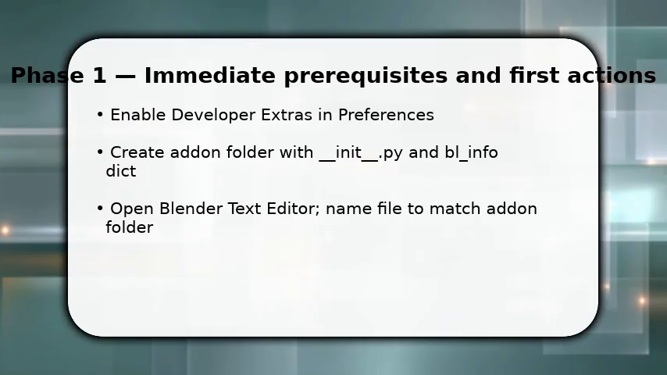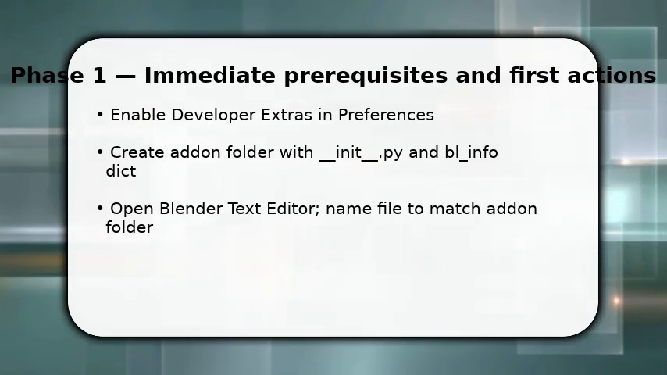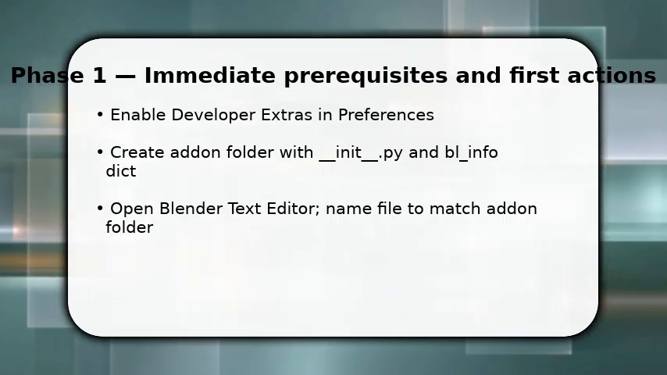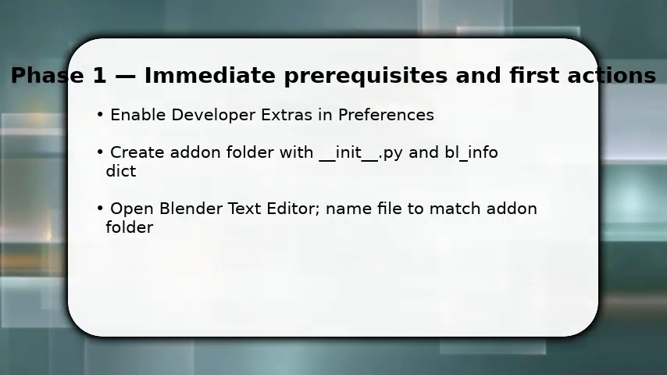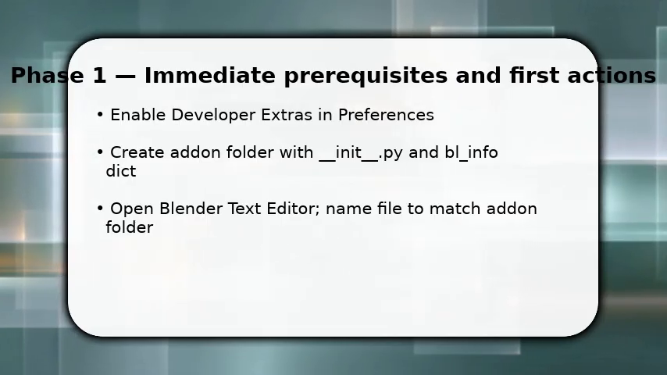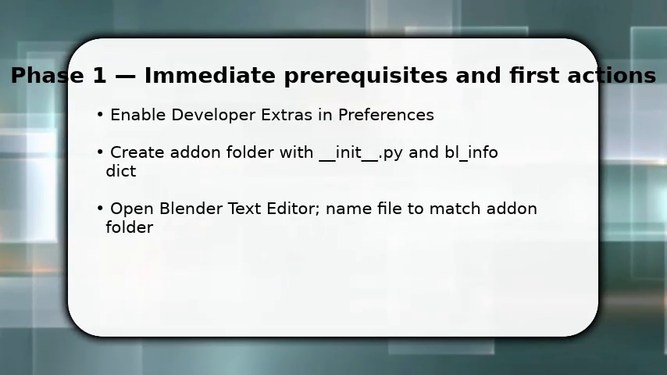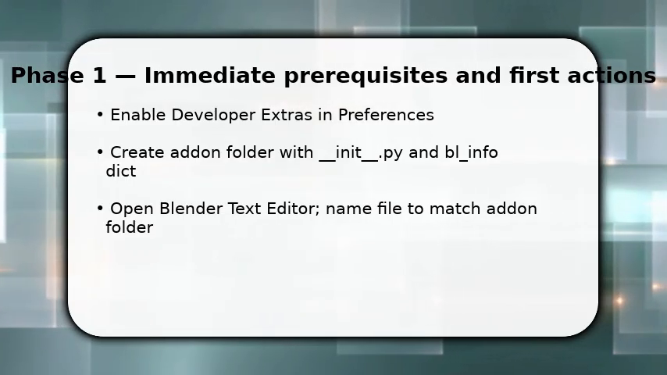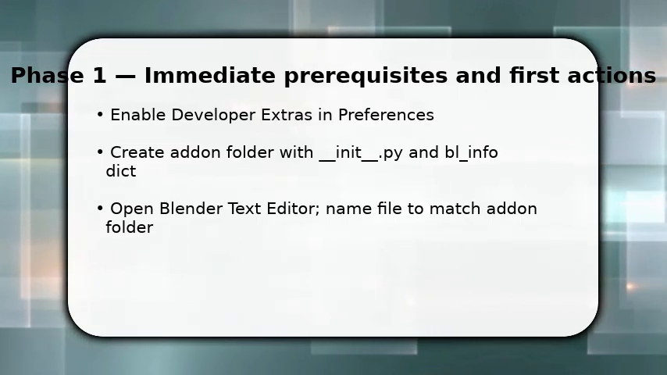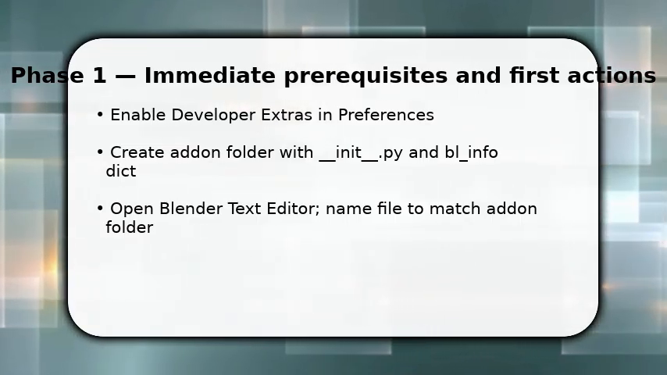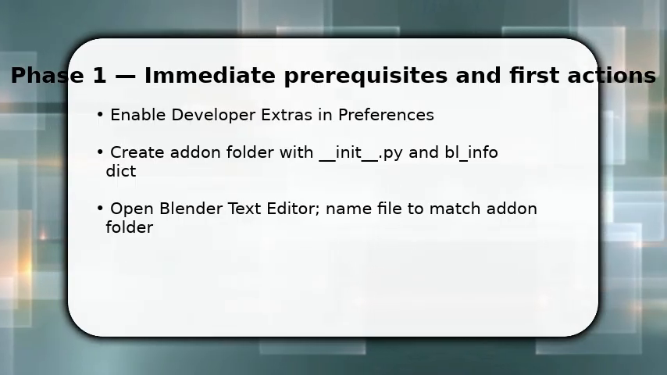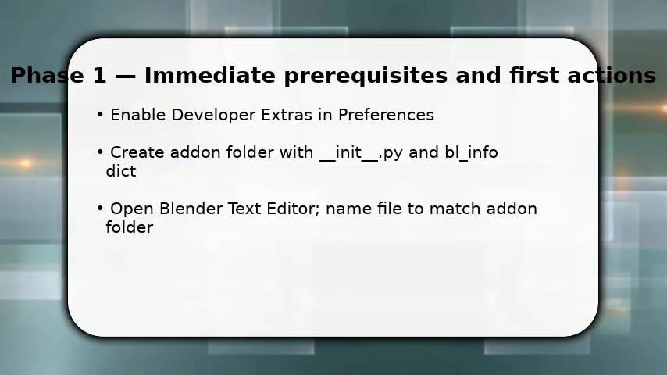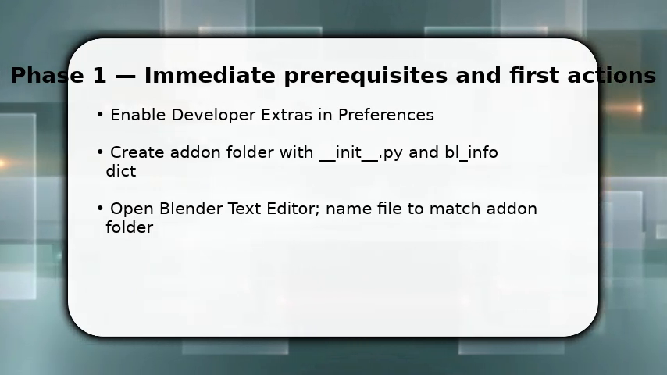You begin by setting a minimal, reliable scaffold. Enable developer extras and preferences so console and templates behave predictably. Then create a folder in your scripts/addons path and add __init__.py in it. In that file, declare bl_info with name, author, version, and Blender compatibility. Once done, open Blender's text editor, save the file using the exact add-on folder name, and keep the console visible for errors. This gets you immediately from setup to a loadable add-on without wasted steps.